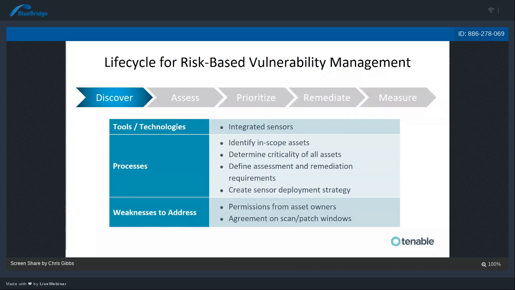And then by doing all of these things, we're going to be able to address some weaknesses in our environment. Firstly, we're going to be able to find out the owners of the assets and get the permissions to make sure we have that information available and approval. And we're going to hopefully be able to come to some sort of agreement on scanning and patching windows for the devices that we find.